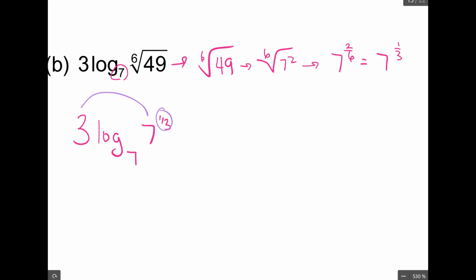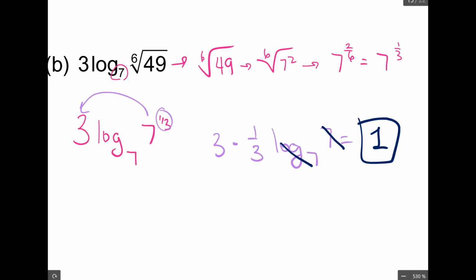Let's go ahead and use that power property. Bring the 1/3 to the front. So I have 3 times 1/3 log base 7 of 7. All right, so that 7 and 7 will cancel out. I'll be left with 3 times 1/3, which is just going to be equal to 1. Not too bad. See, it looks deceptively hard, but just breaking it down step by step is going to be your best friend.